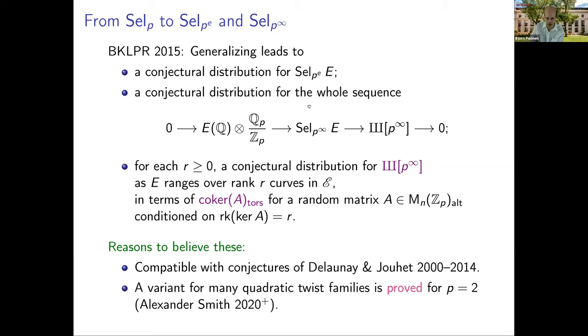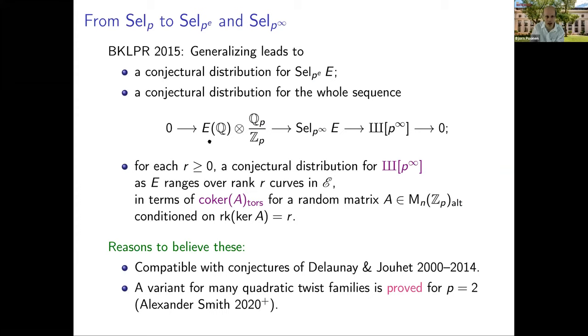And in fact, we found a simple model that would not just predict that, but also predict all the terms in this sequence. We found a simple linear algebra construction where you just choose some random matrices over Z_p and you take some cokernels and kernels and so on, and you get a random sequence of Z_p modules. And we conjecture that the distribution of that should be the distribution of what comes from elliptic curves.